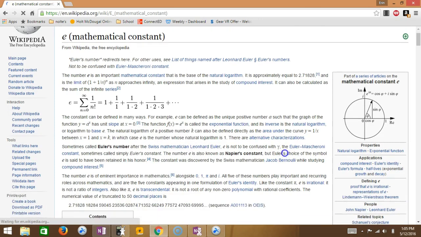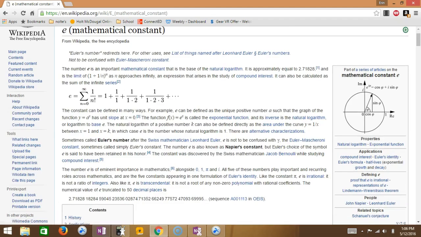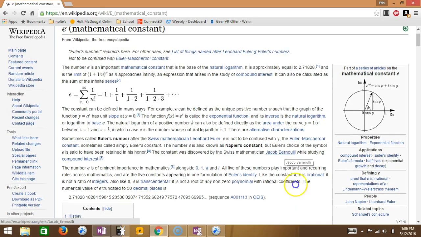Oh, this is the value of E, just in case you are wondering. It's the summation from 0 to infinity of 1 over n factorial. It's got a pattern. So here it is right here. I got it. You see it? So it actually does not repeat. It becomes completely random.